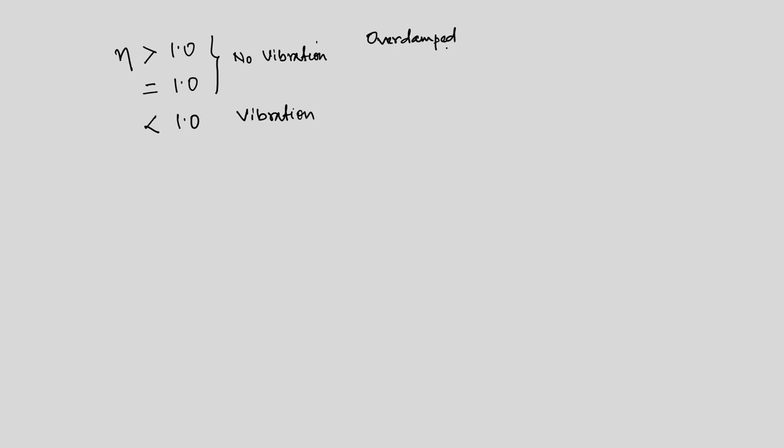So, we have solved three cases: damping ratio which is greater than 1, equal to 1 and less than 1. In the first two cases, we have no vibration, in the third case we have vibration. So, the first one we call the overdamped case, the second case is critically damped case, and the third one is underdamped case.